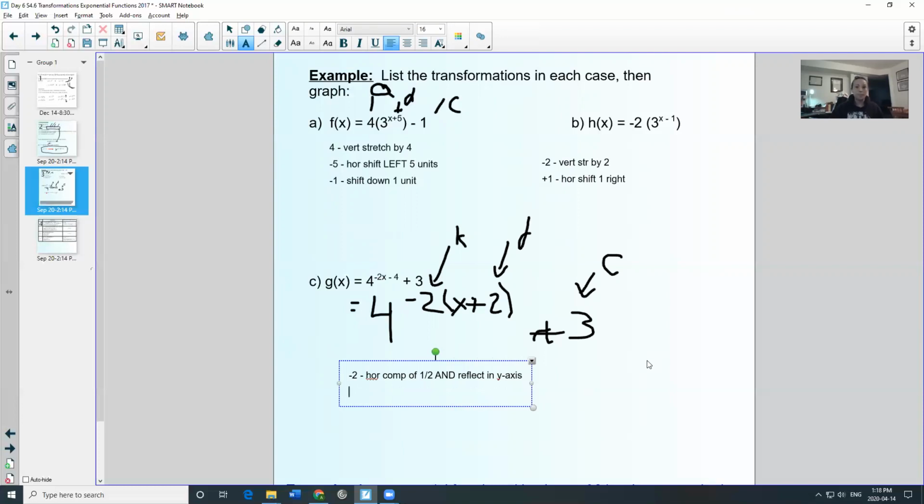The D value would be the +2. That one means that this is going to be, well, it's a -2, but it says +2. So inside your brackets, you know it's going to be a -2. So this is going to be a horizontal shift left 2 units. And then the last one that you have is the 3 that is being added at the back. That is going to be a vertical shift up 3 units.